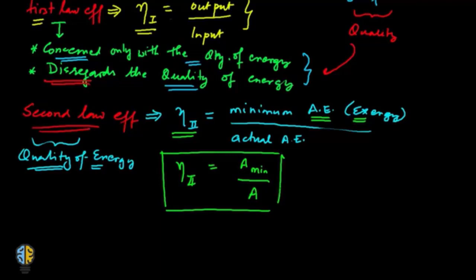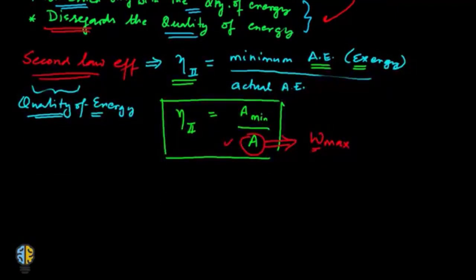Now let us say a power plant converts a fraction of available energy. I can also say that this available energy is equal to the maximum work output. So what a power plant is doing is converting a fraction of this available energy, or this maximum work, to useful work.